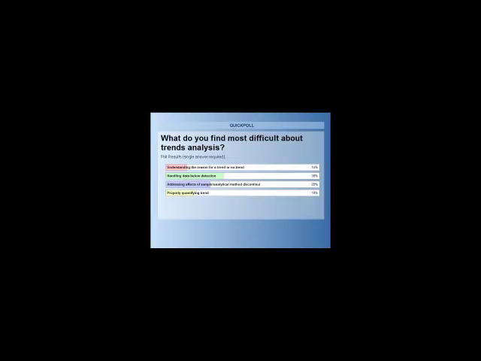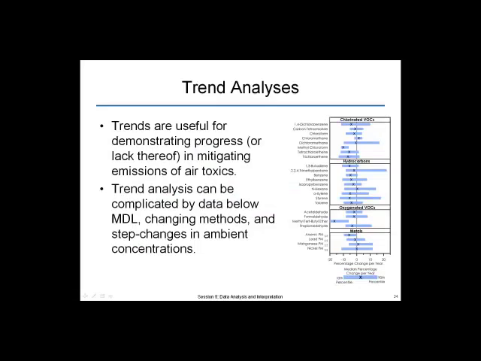Okay, so I just closed the poll. Great. Looks like handling data below detection and addressing effects of sampling analytical method discontinuities are the two biggest issues that people are seeing. Great. Okay, no, that's really helpful.